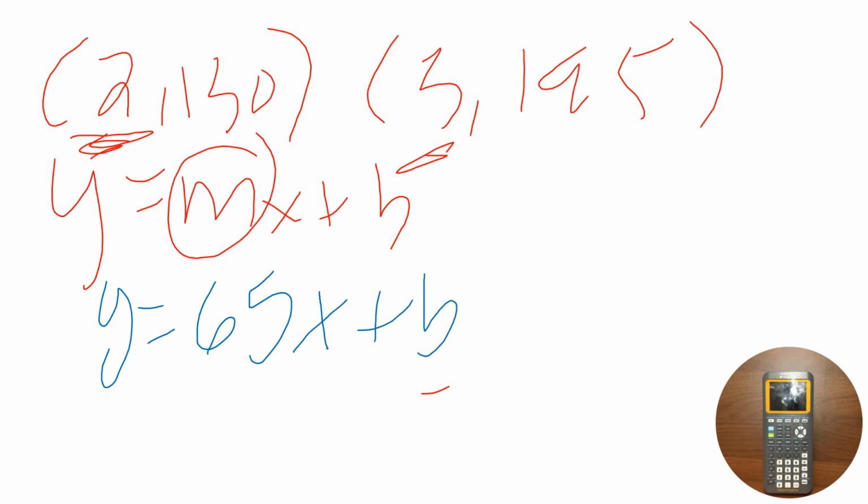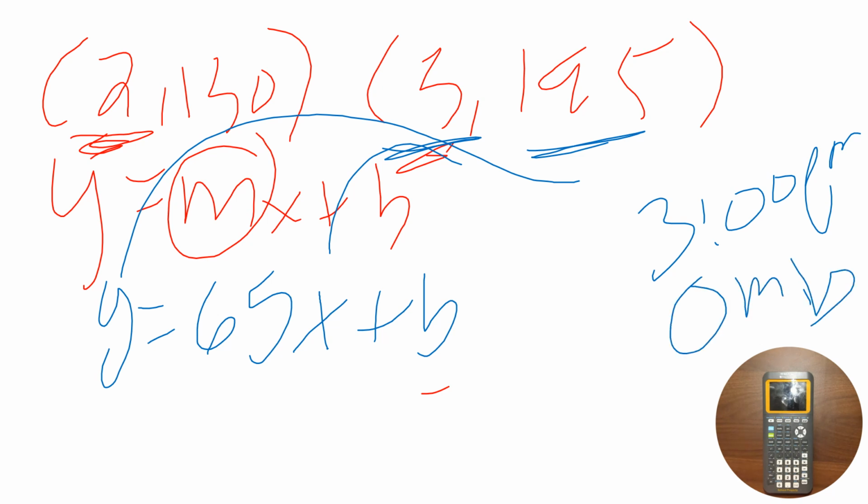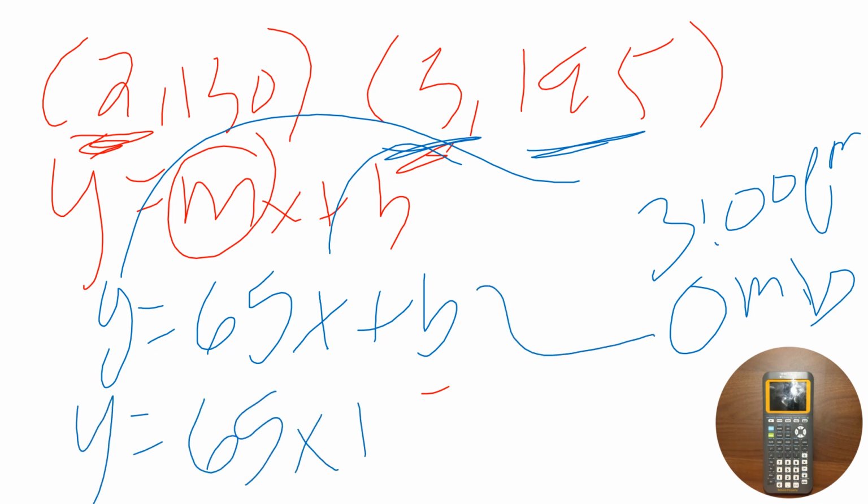In the past, I would have students that were really used to the procedural stuff. So they would take a 3, they'd plug it in, they'd plug in a 195, do all the work and solve for b. But think of this, b represents the initial distance at your starting time. Well, if our starting time is 3 p.m., that's when we're leaving our driveway. How many miles have we gone? We haven't even left our house yet. So at 3 p.m., you've gone 0 miles. That's your initial miles at your start time. So I know based on common sense, it's y equals 65x plus 0.